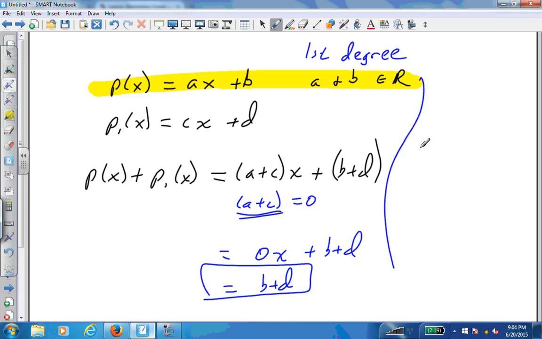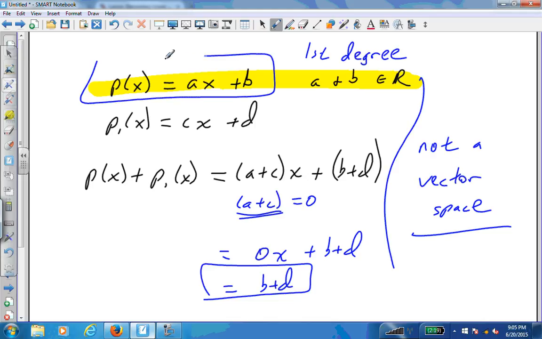So, in other words, this is not a vector space, because it is possible to add two things together in this set and get something that's not in that set.